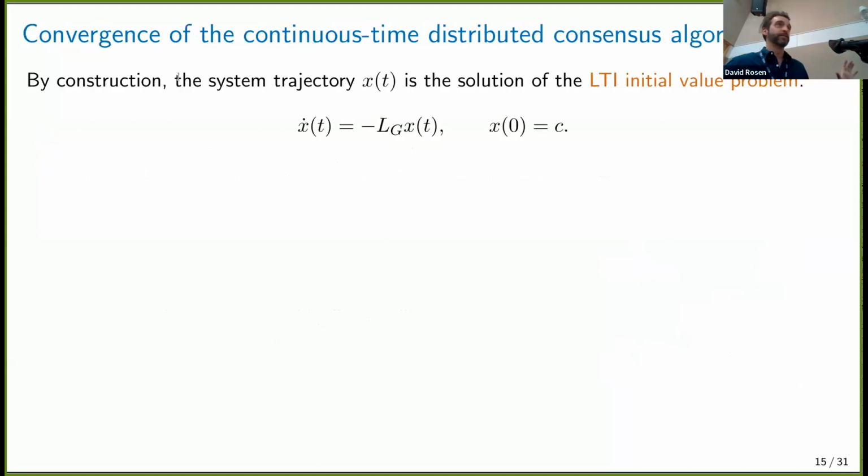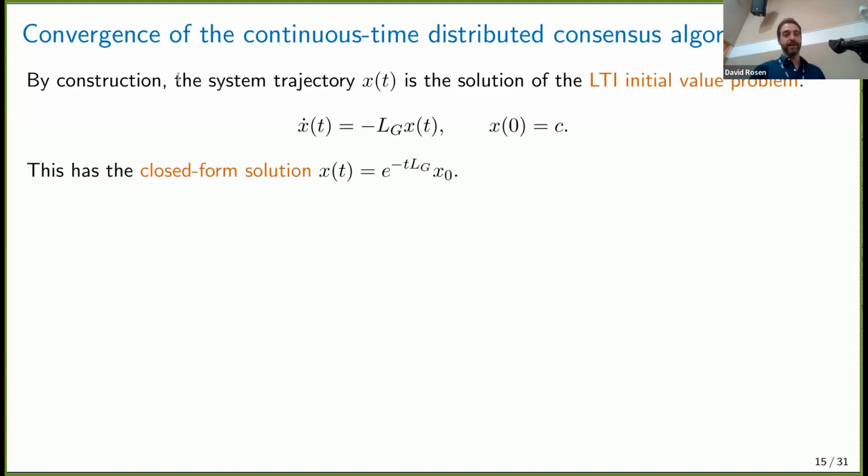Okay, so the main question then is, given that setup, does it blend? Like, does this actually produce the behavior that we want? If we look back at the dynamics that we encoded before and the starting configuration that we began with, what you might recognize is that the trajectories of this system that we've just described are going to be the solutions to a linear time invariant initial value problem. And if you think back to your first course on linear differential systems, it turns out that this has a very convenient closed form solution in terms of the matrix exponential.